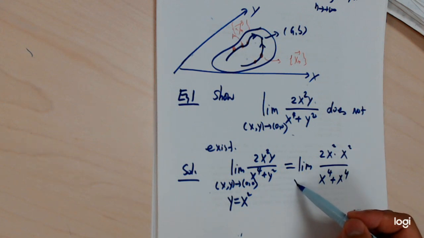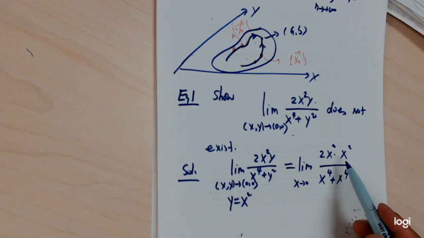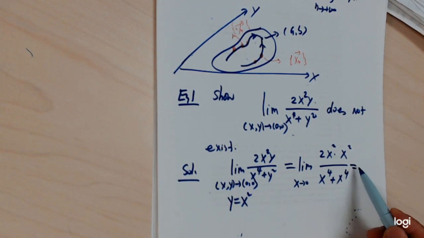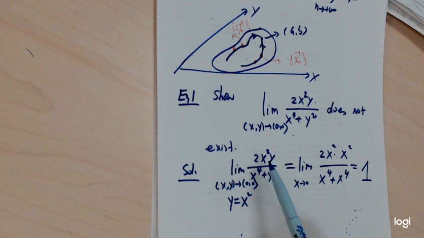So now I can just take x goes to 0, because x going to 0 automatically implies y also goes to 0, since along this path y equals x squared. But you might notice this is actually a constant. It's x to the fourth over 2 x to the fourth, which is 1 over 2. This is always a constant along this path. So this function's value approaches 1 over 2 along this path.